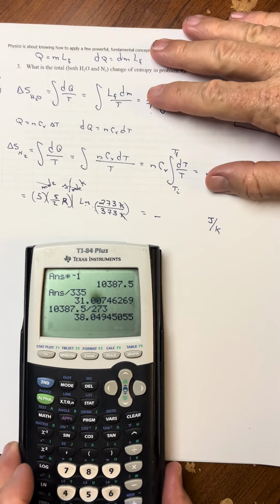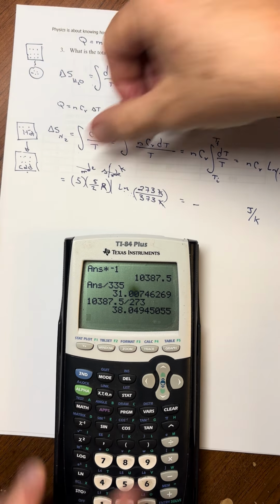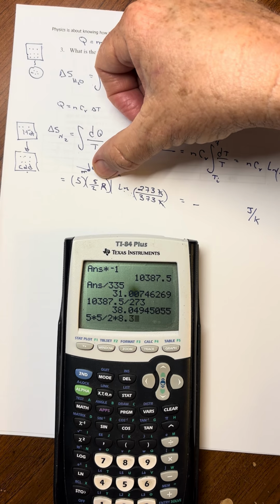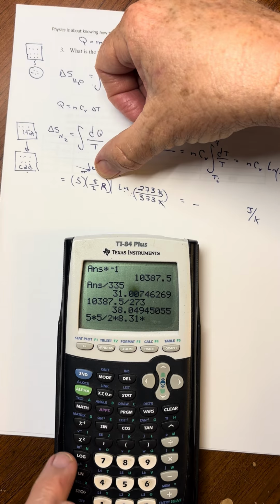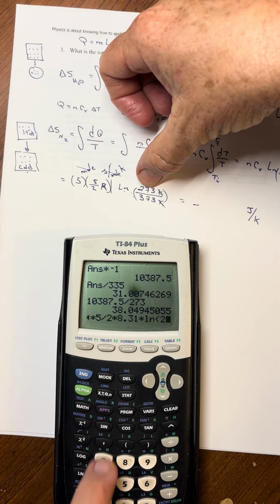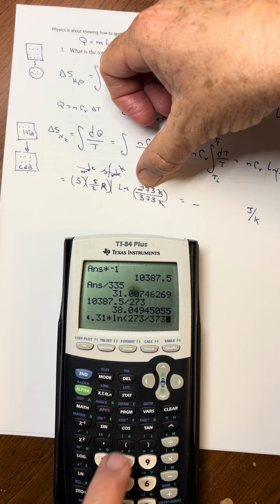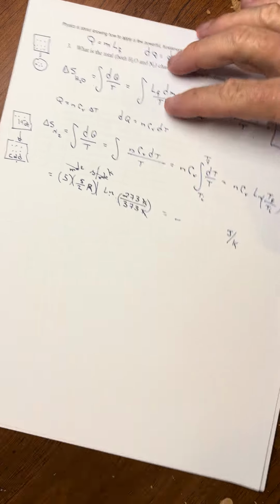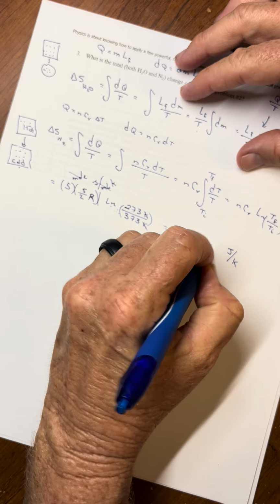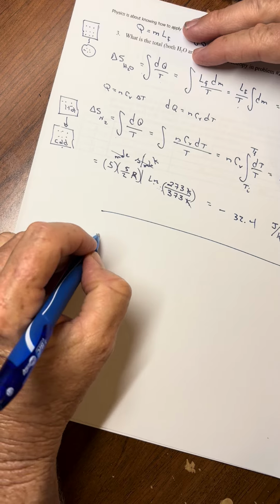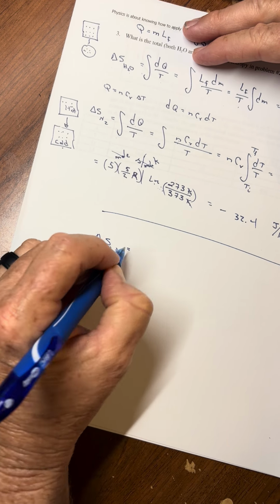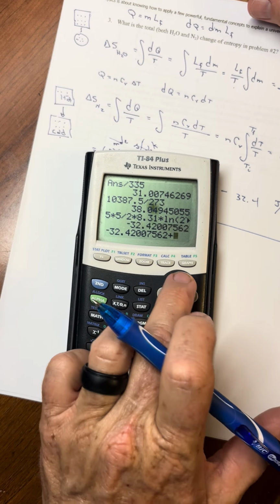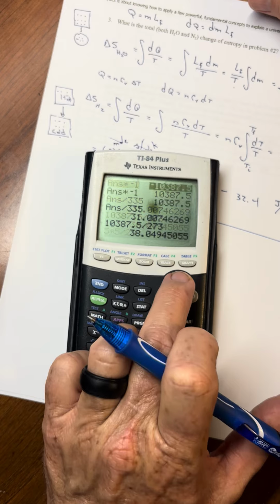All right, so if I go to solve this, 5 times 5/2 times R times natural log of 273 over 373. And so there's the negative, and it looks like 32.4. So now if we want to do the total of them, we need to put them together. So here is the nitrogen. Let's come back up here.